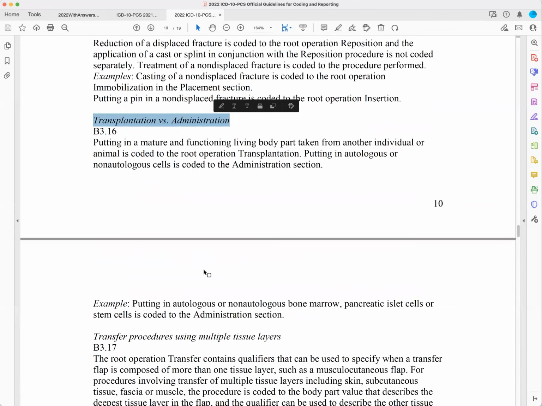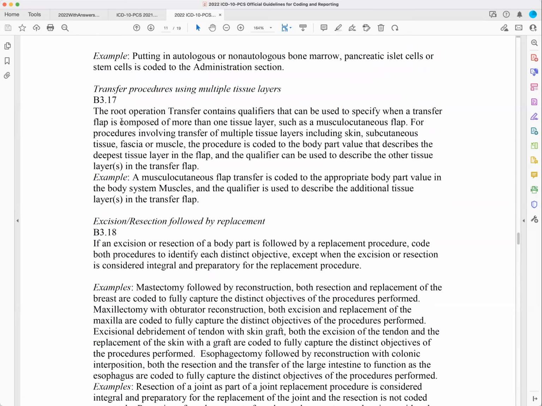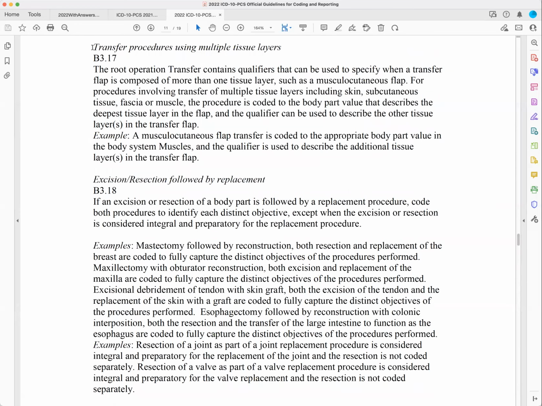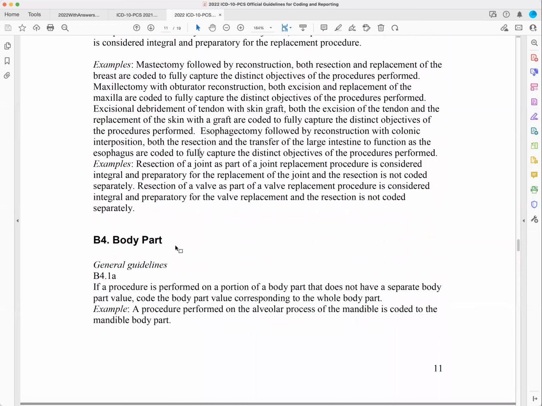We have transfer procedures using multiple tissue layers. So up here at the top, transfer procedures using multiple tissue layers: excision, resection, followed by replacement, with some examples there. And then we get into the body part guidelines. So we start all over with the general guidelines.